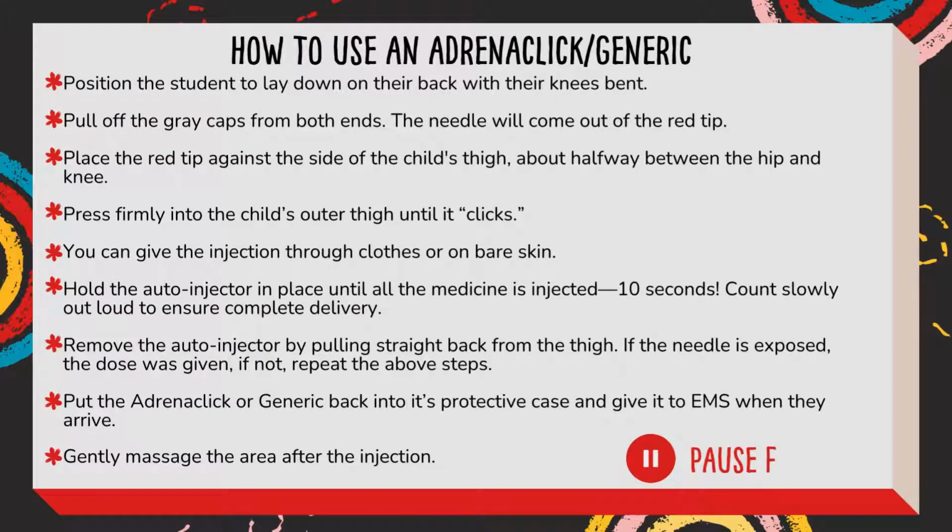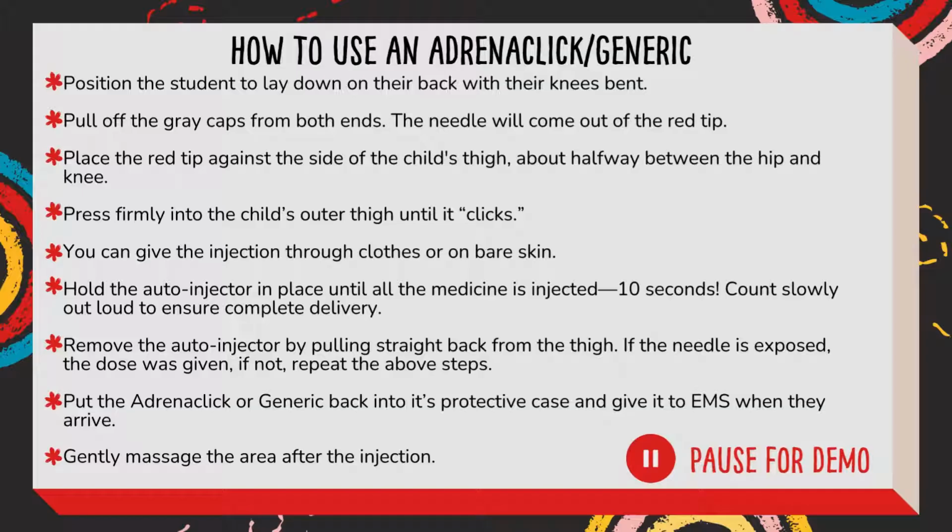Finally, how to use an Adrenaclick or generic EpiPen. First, you'll want to position the student to lay down on their back with their knees bent. Pull off the gray caps from both ends. The needle will come out of the red tip, so be careful not to place your hand or thumb over that end. Place the red tip against the side of the child's thigh, about halfway between the hip and knee.